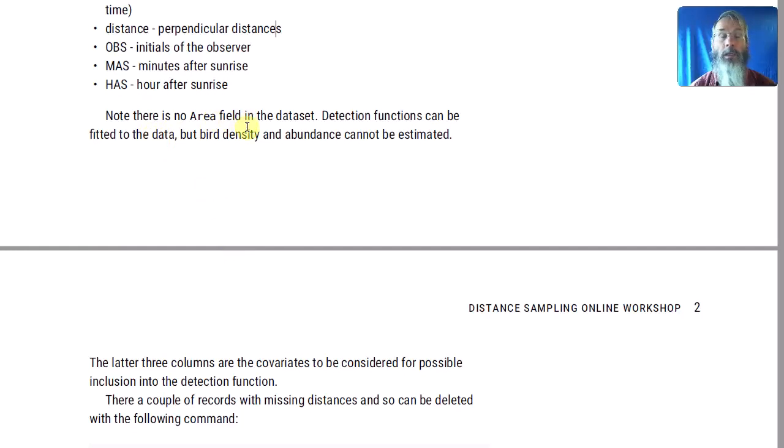One thing to note is, in contrast to the duck nest data, there's no area measurement field in the dataset. So we don't know the size of the study area from which these data were collected. That's not going to cause us any difficulties because we're not really interested in this exercise in estimating density or abundance. We're simply going to be fitting and contrasting various detection functions. So off we go.